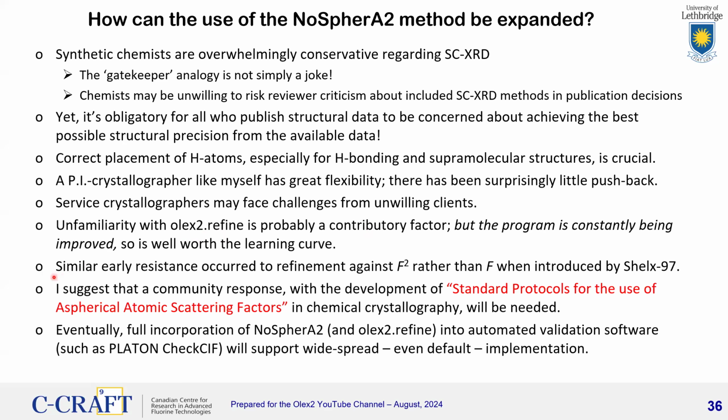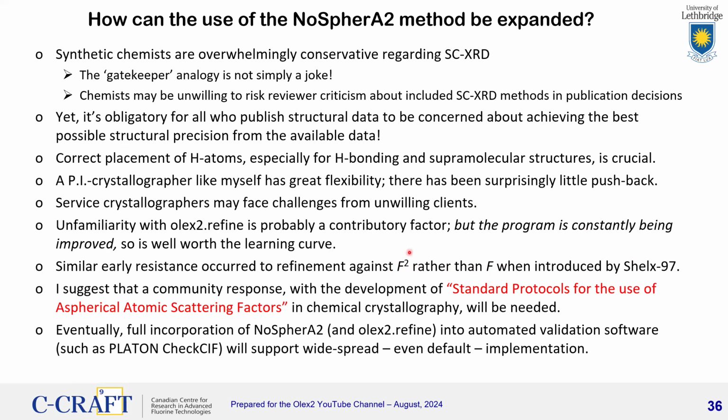I would remind listeners that there was similarly early resistance when in 1997 the new version of ShelX changed to refinement against F squared rather than F. Every other software up to that point in time had used F, but Sheldrick moved to F squared. Now that resistance was eventually relatively quickly overcome, and because it gave better results.